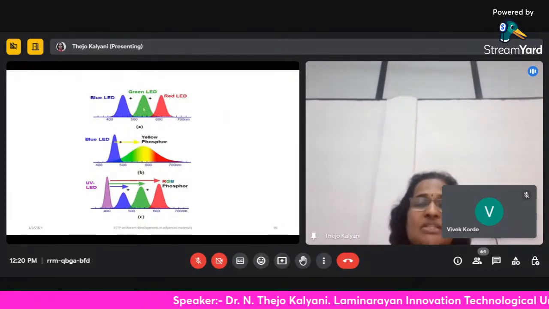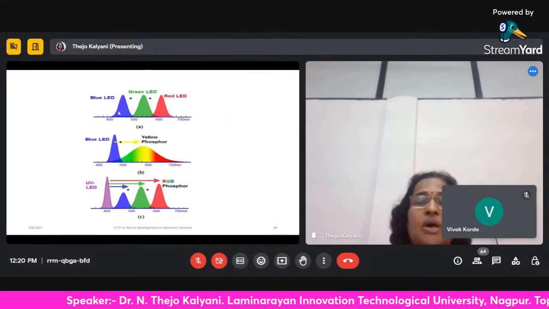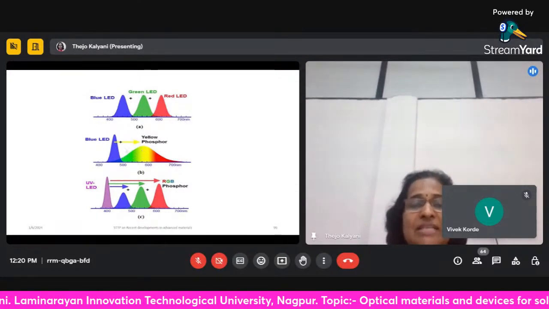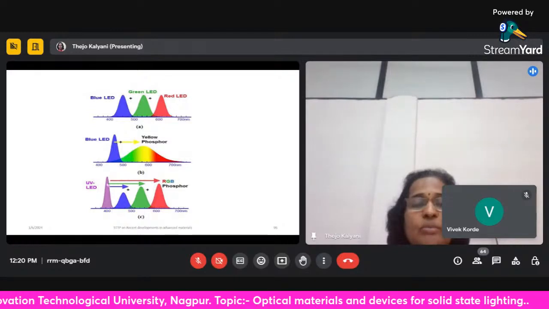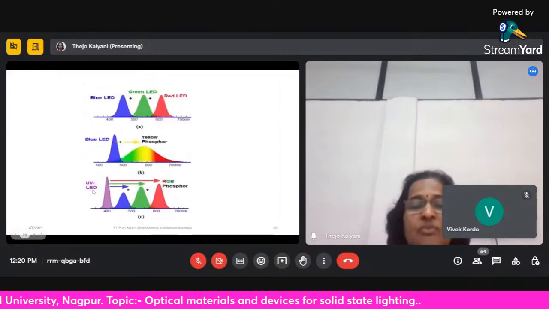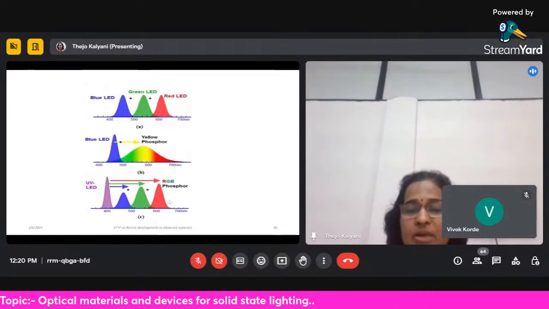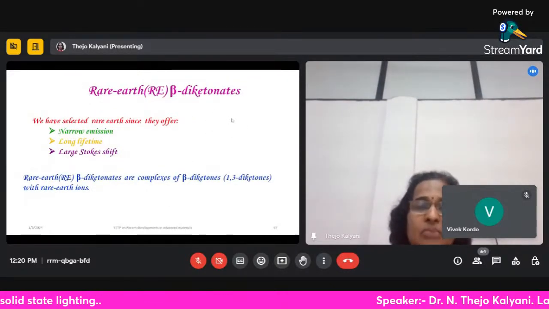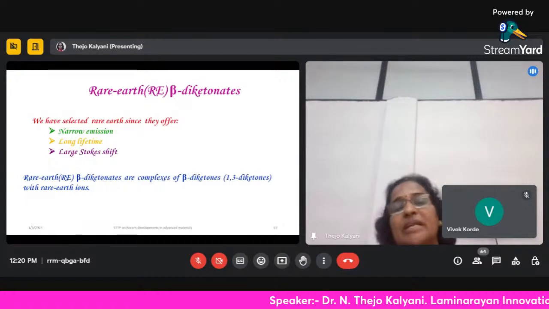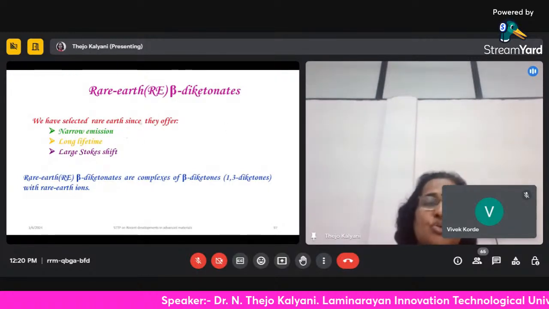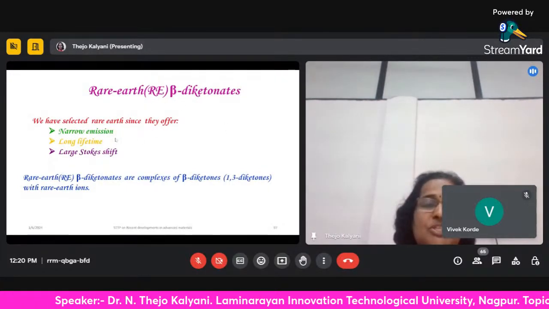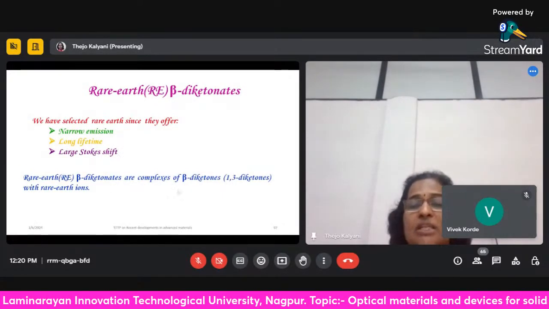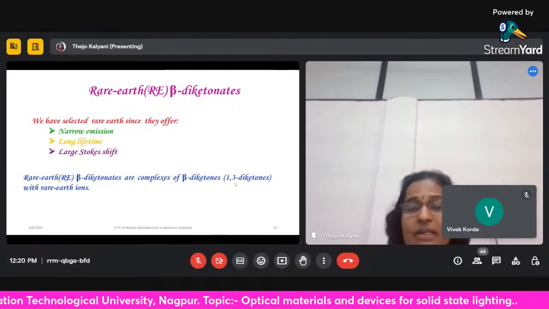So again, the same thing is repeated. We can have the combination of blue, green, and red in appropriate proportion, or it could be a yellow phosphor excited by a blue LED, or it could be a UV LED exciting all three colors, R, G, and B. Now we have prepared certain rare earth based beta diketonate phosphors. We have chosen these rare earths because they give narrow emission, they have longer lifetime and a large Stokes shift, and they are known as beta because the position is at 1 and 3.